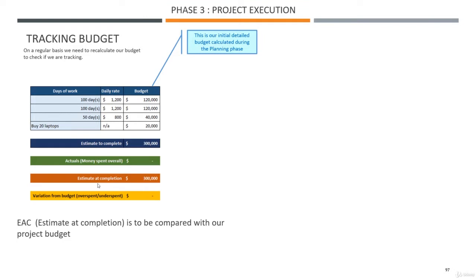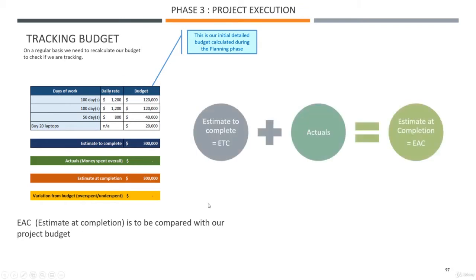That will become clearer with some examples. And that's a variation, so that would tell you if you overspent or underspent. So estimate at completion is to be compared with the project budget. Here's the magic formula: estimate to complete plus actuals equals estimate at completion. So at the beginning of the project, no problem, 300,000 to complete, estimate at completion 300,000.